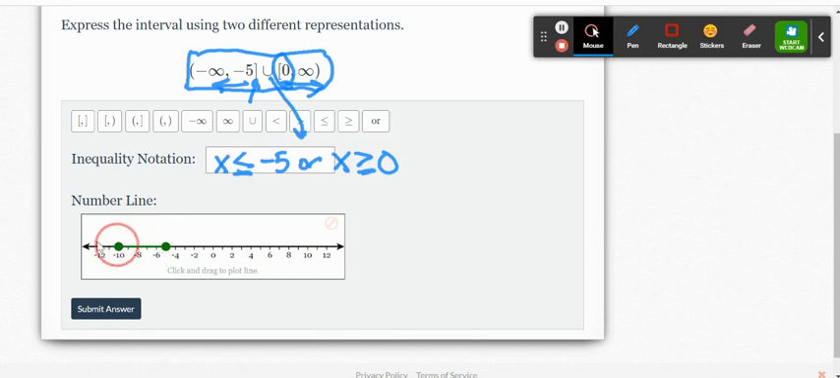-6, and then arrows to the left. Or sorry, -5. I said -6. -5 to the left, and then from 0 to the right, like that.